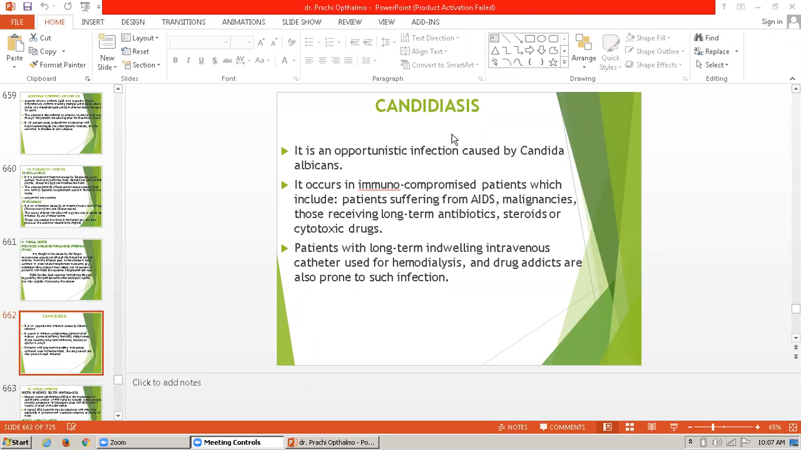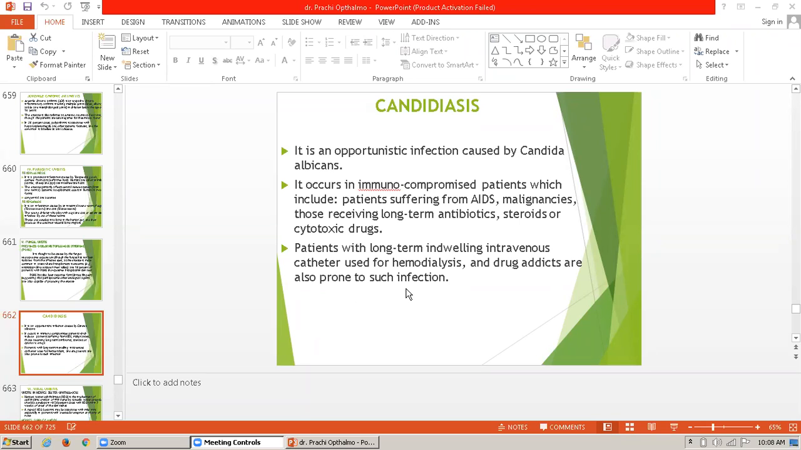So today's lecture we will start with candidiasis. Candidiasis is an opportunistic infection caused by Candida albicans. It occurs in immunocompromised patients, which include patients suffering from AIDS, malignancies, those receiving long-term antibiotics, steroids, or cytotoxic drugs. Patients with a long-term indwelling intravenous catheter used for hemodialysis and drug addicts are also prone to such an infection.